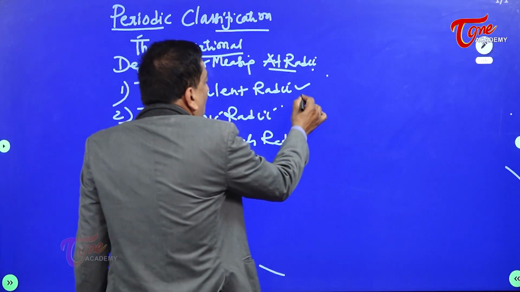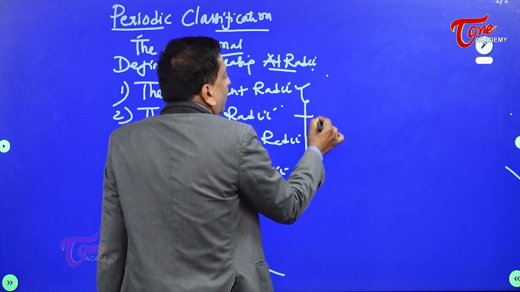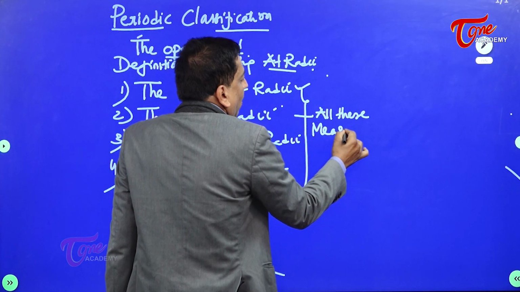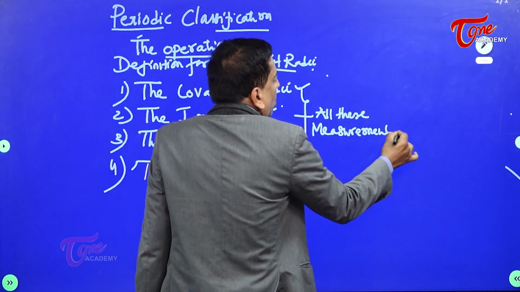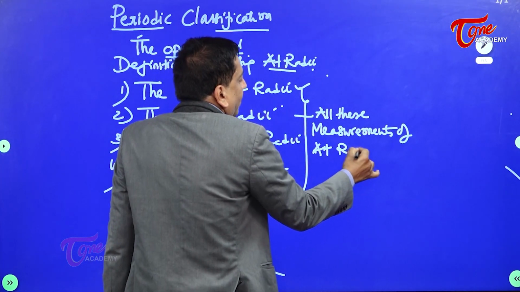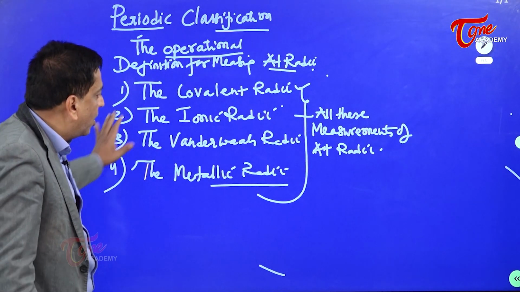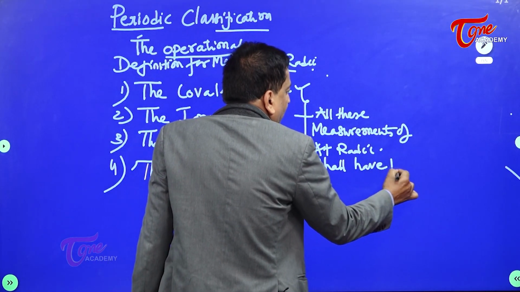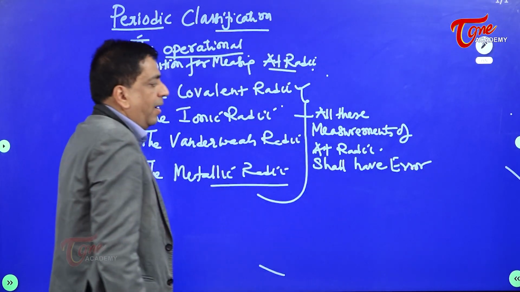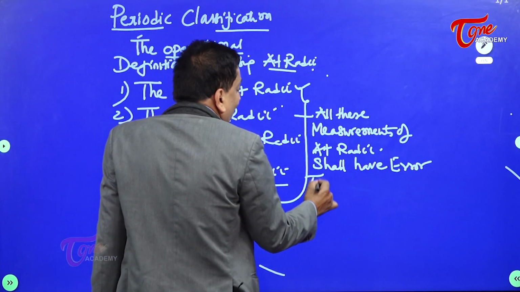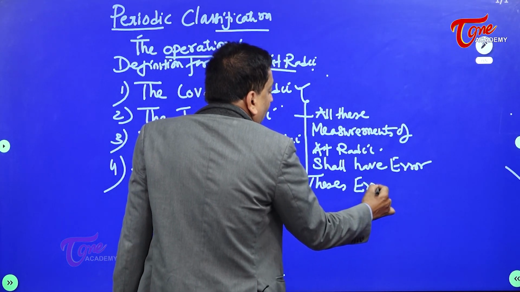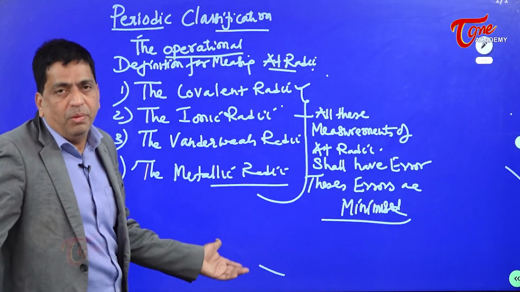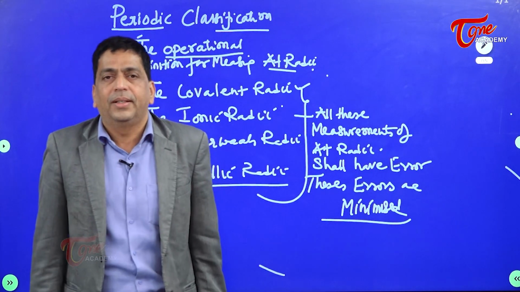So I can simply say all these measurements of atomic radii shall have errors. And these errors are minimized to the maximum. They are legitimized errors, right?